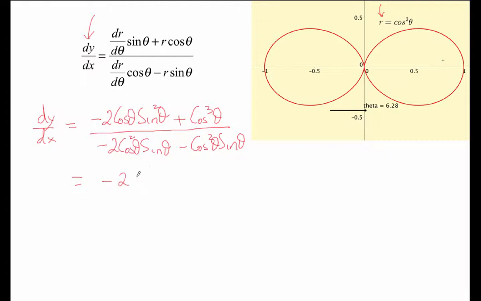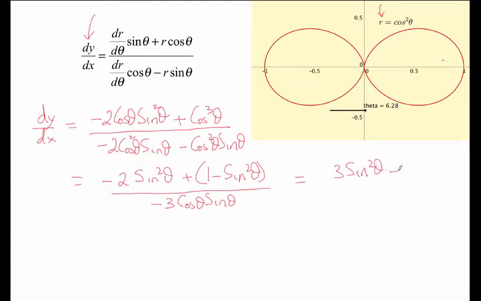So we have minus 2 sine squared theta plus cos squared theta, which I'm going to write as 1 minus sine squared theta. And at the bottom, we have minus 3 cosine theta sine theta. And let's just write this as 3 sine squared theta minus 1 divided by 3 cosine theta sine theta. Now there are several points to note over here. Firstly, when theta is 0, or it is pi, or it is 2 pi, we'll have dy by dx. You can see that the numerator will be minus 1, and it'll be divided by, over here, 0. So it's minus infinity.